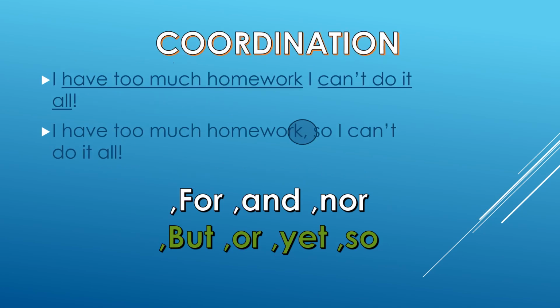So let's see that in action. If we're going to use this method called coordination: I have too much homework, I can't do it all. We know this is called a fused sentence. We don't want to have a fused sentence. We want to proofread our own writing and then fix it. Even if I say it out loud, we can hear there should be a little pause here. So let's try a comma and a fanboy. We'll pick S, right? S has to do with cause and effect. One thing happens, therefore, we can substitute "so," which has the same meaning as "therefore" or "as a result." So: I have too much homework, so I can't do it all. Okay?